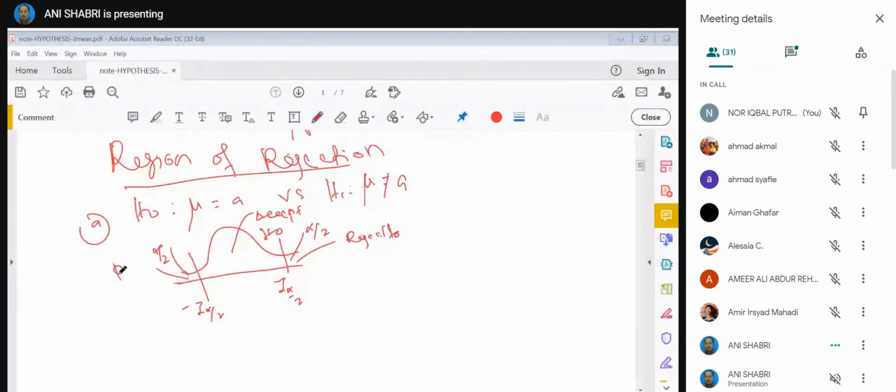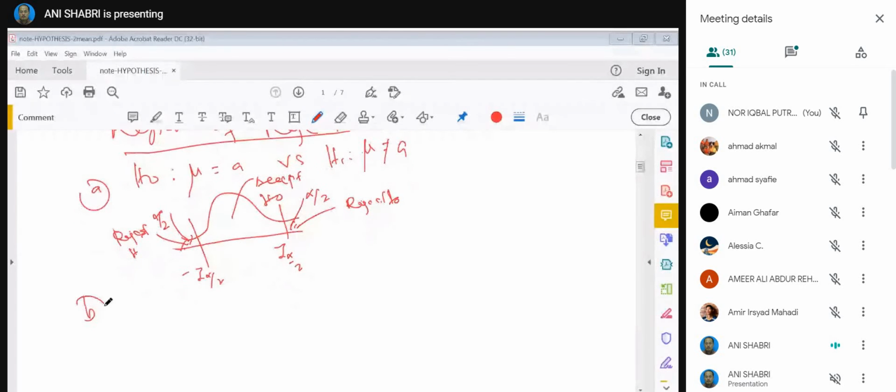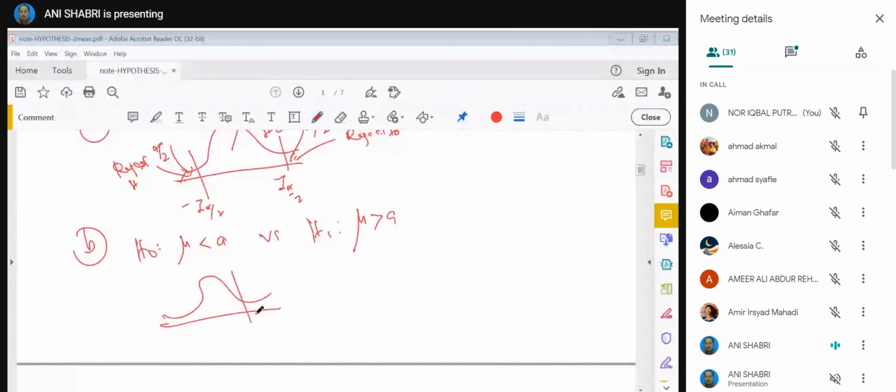If you want to test greater than, H1: mu greater than A, the region is on your right-hand side. I will just repeat again: this one is reject, this one is Z alpha, reject.